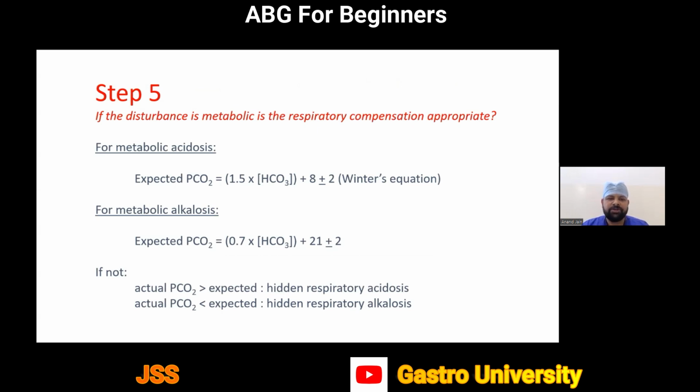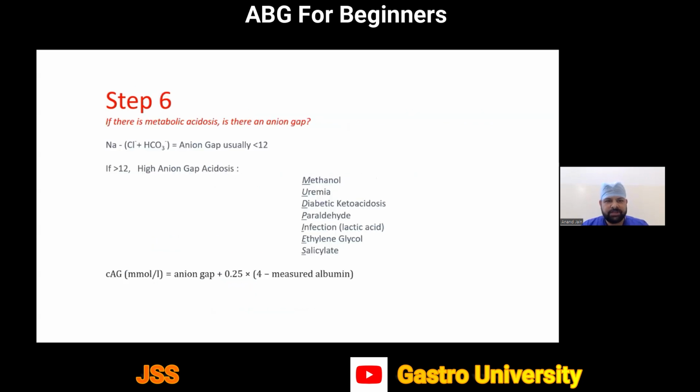And for metabolic alkalosis, the expected carbon dioxide concentration would be 0.7, that is almost half of what it is in metabolic acidosis. 0.7 into bicarb plus 21, plus or minus 2. If the actual PCO2 is more than expected, then there is some sort of hidden respiratory acidosis. While if the actual PCO2 is less than expected, then there is some hidden respiratory alkalosis present.